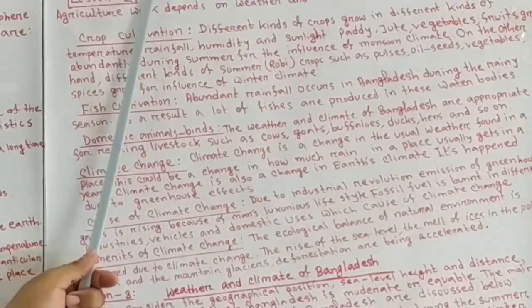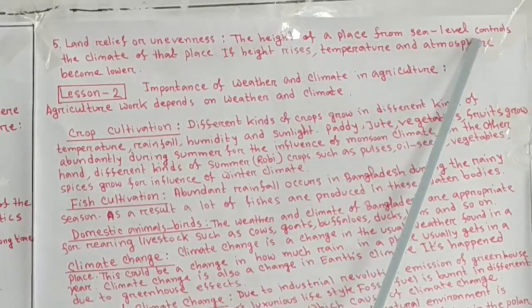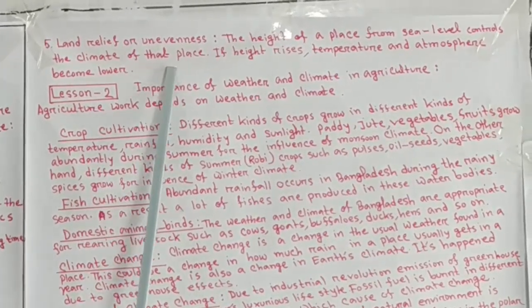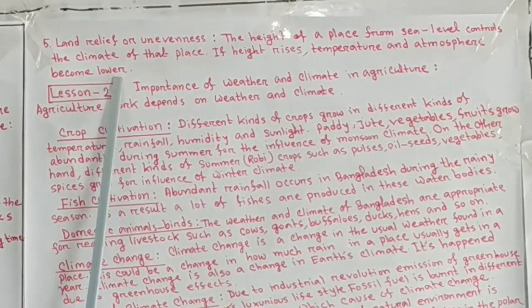And the last one, land relief or unevenness. The height of a place from sea level controls the climate of that place. If height rises, temperature and atmospheric pressure become lower.